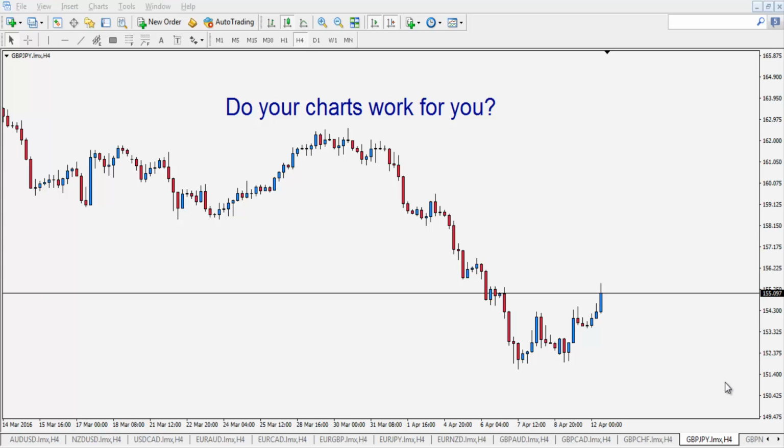Okay, so the topic today is, do your charts work for you? What do I mean by this? Well, presentation of information is very critical to get your point across, and we know that when we've seen somebody deliver a presentation to us and the person's got way too much writing on the screen or not enough, or there's too many pictures going on and we just can't understand anything. Now, how does this link into trading and charts?